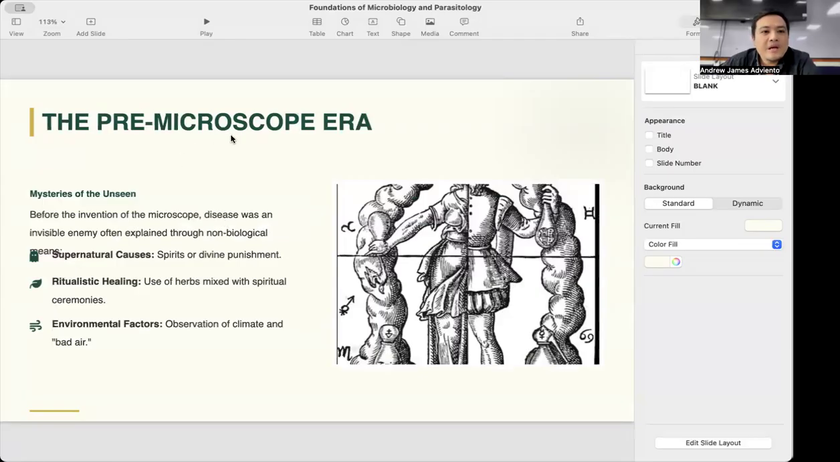Let's go to the pre-microscope era. Before the invention of microscopes, people had no idea that microorganisms existed. Diseases were often attributed to supernatural causes, such as curses, evil spirits, punishment from the gods, and treatments were based on rituals, prayers, and traditional herbs rather than scientific evidence.